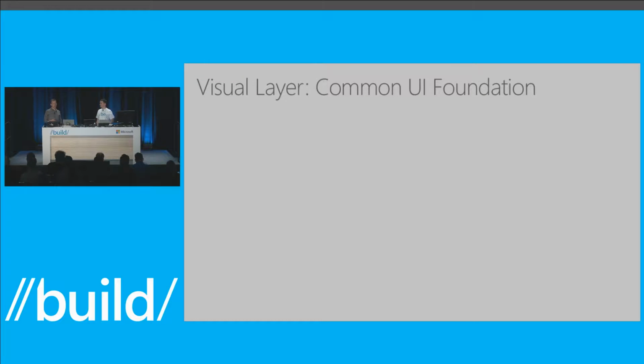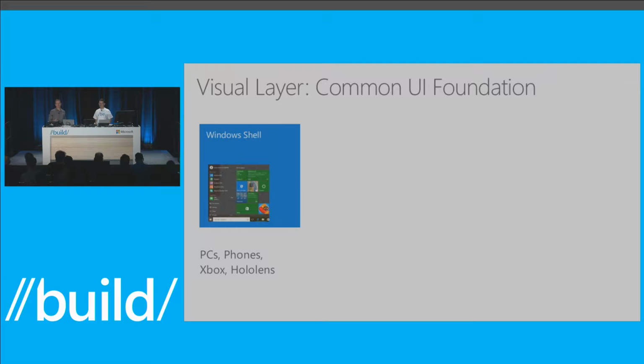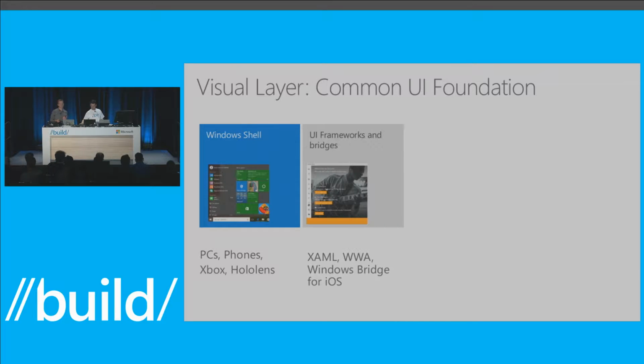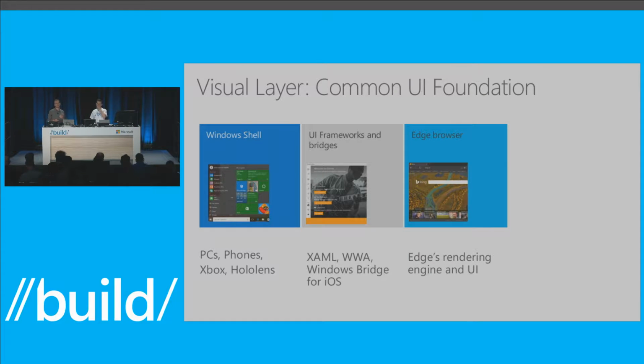We think of the visual layer as a common UI foundation for Windows. Really what we mean by that is it's the technology layer that powers the shell. Whether it's PCs or phones or Xbox, it's the same layer powering those shell experiences. And in terms of the UI frameworks as well, XAML, WWA, our bridge technologies, we power those layers as well. And finally, the browser rendering stack. So if you happen to be programming your animations using CSS3 transitions or animations, or XAML storyboards, it actually doesn't matter because we have a common implementation in the engine.